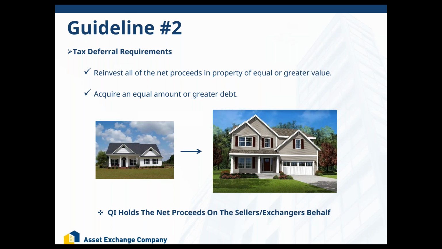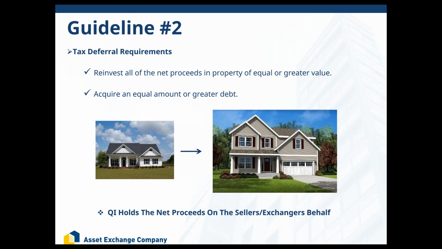And what do they need to do with it? They have to take that entire amount and use it towards buying replacement property, or it can even be a combination of properties, where the purchase price or the combined purchase prices are either equal to or greater than whatever the sales price was on the property that they sold, the relinquished property. That's rule number 1. Now, rule number 2 is you must acquire an equal amount or greater debt.